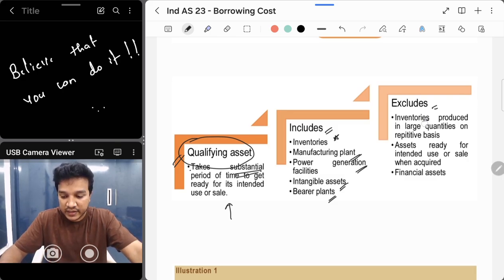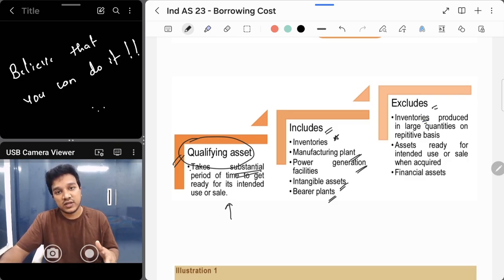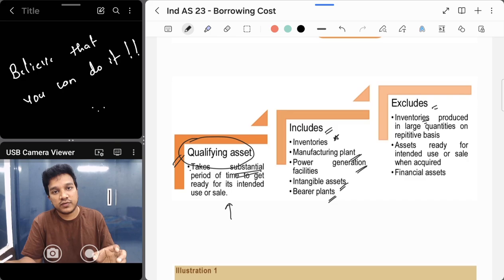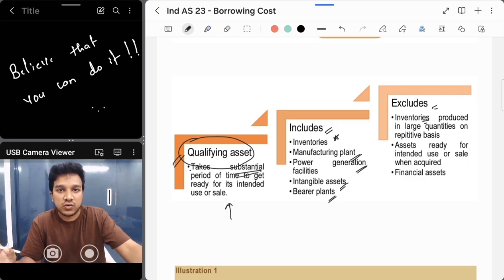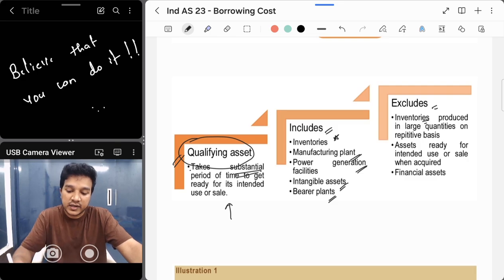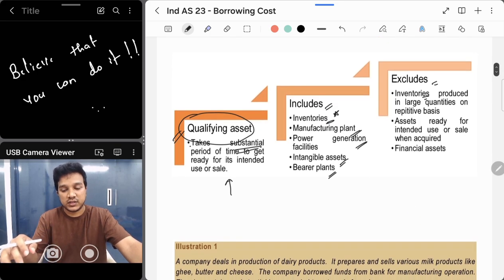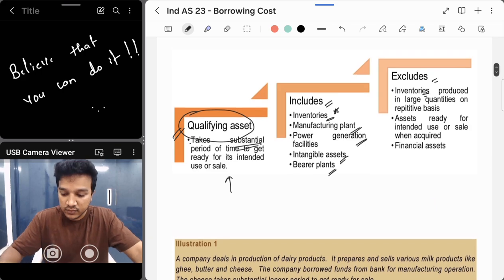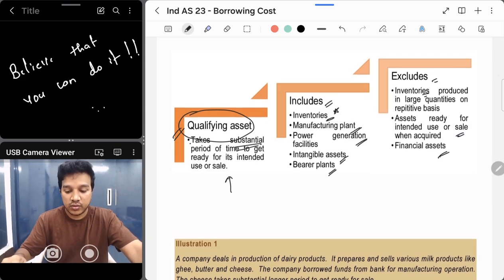And it excludes inventories. Again, inventories if they are produced in large quantities and on a repetitive basis, तो at that point of time each individual inventory को track करने में problem होता है. So you cannot allocate the borrowing cost to each and every individual inventory if it is done in large quantity and on a repetitive basis. So that is excluded. ठीक है, only inventory which is taking a substantial period of time, then whatever borrowing cost is incurred, that you will add back. Assets ready for sale and financial assets are excluded. I hope it is clear.